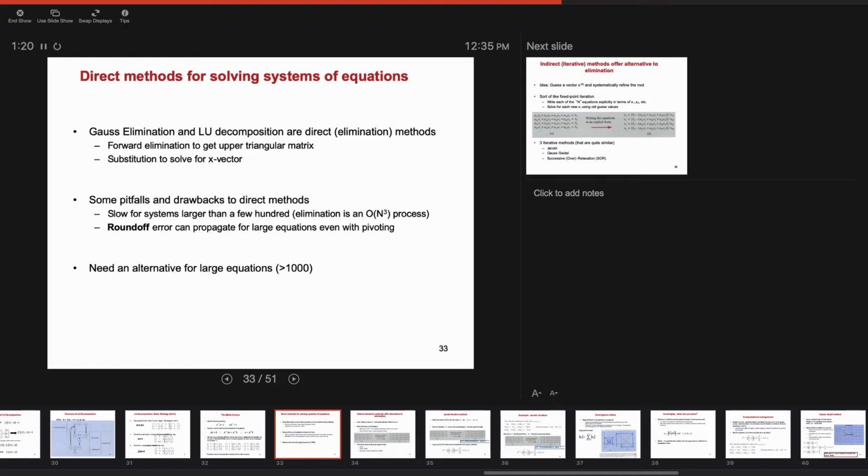So as I have a large system, I have more and more of these roundoff errors that can really make the solution worse. The more of these additions, subtractions, divisions and multiplications that I do, at every one of them I will have some roundoff error, and it can really pile up if I have a large system. So typically we need an alternative for systems that have more than 1,000 equations. And what we do is so-called indirect methods. They're very similar to our root finding, because this is a root finding of sorts.